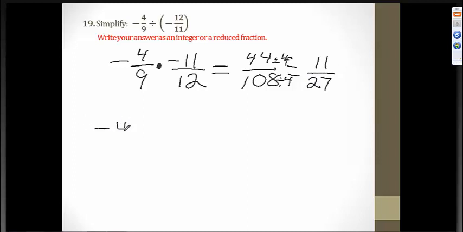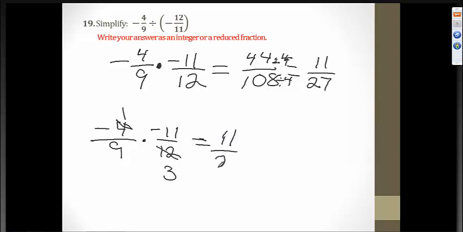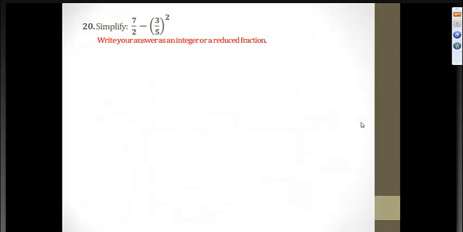Now, when I had my negative 4 over 9, and I had the negative 11 over 12, I could have done some canceling. I could have said that 4 goes into 4 one time, and 4 goes into 12 three times, and then I would have reduced prior to multiplying, and I would have had negative 1 times negative 11, which would give me positive 11. And then I would have 9 times 3, which would be 27, giving me the same answer. But if you don't recognize that you can cancel, go ahead and multiply, and then reduce your fraction after you multiply.